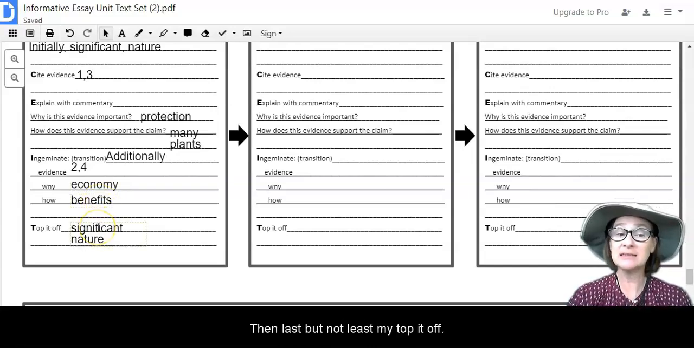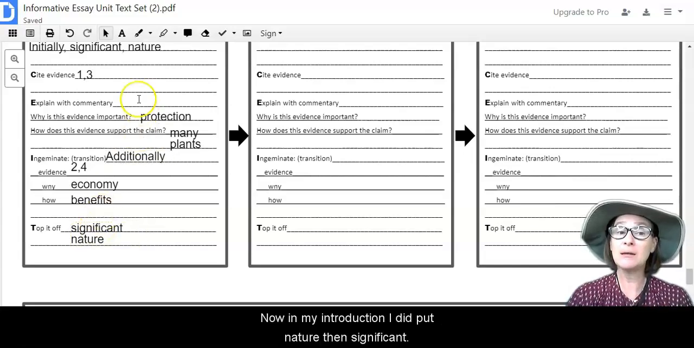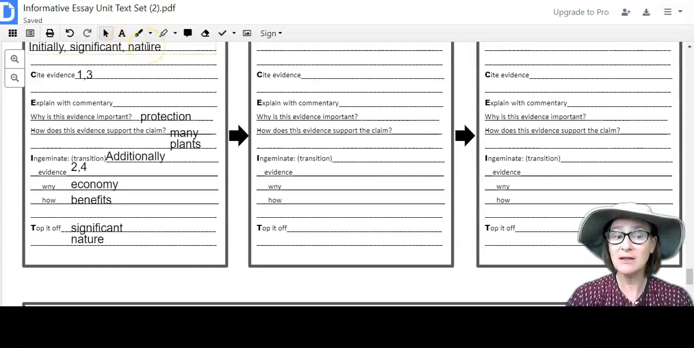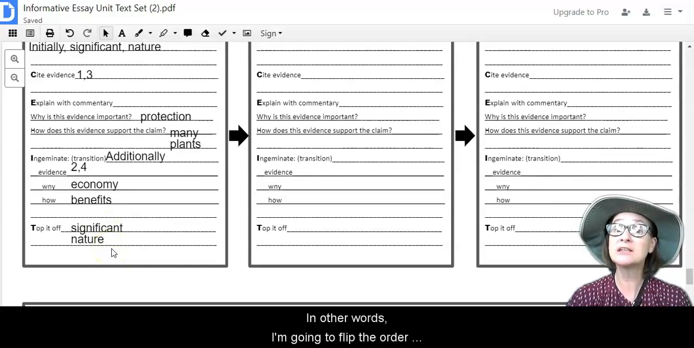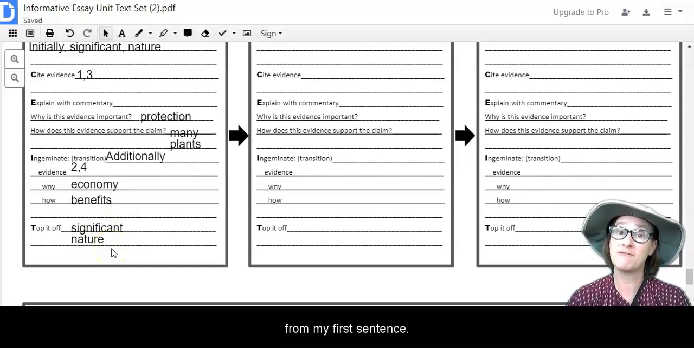Then last but not least, my top it off. Now, in my introduction, I did put nature then significant. So in my top it off, I'm going to put significant then nature. In other words, I'm going to flip the order from my first sentence.